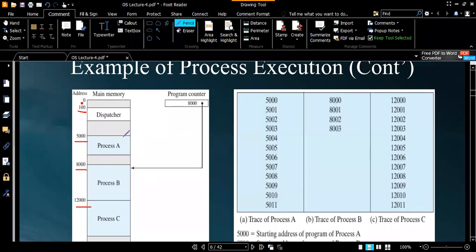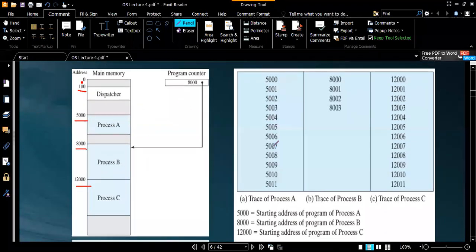Now, what is a trace? Let's assume you start running program A, and after executing up to the 11th instruction, an interrupt occurs, and that interrupt takes you to program B. You are executing program B, and after executing 3 instructions, another interrupt occurs and it takes you to process C. You are again executing process C one by one, up to the 11th instruction, and then another interrupt occurs and you go to another program.